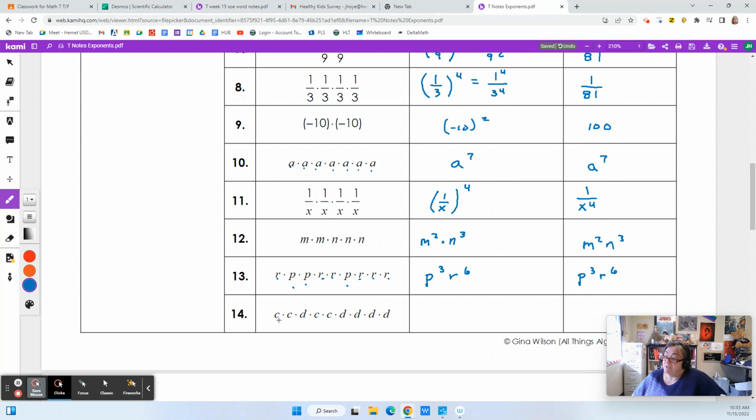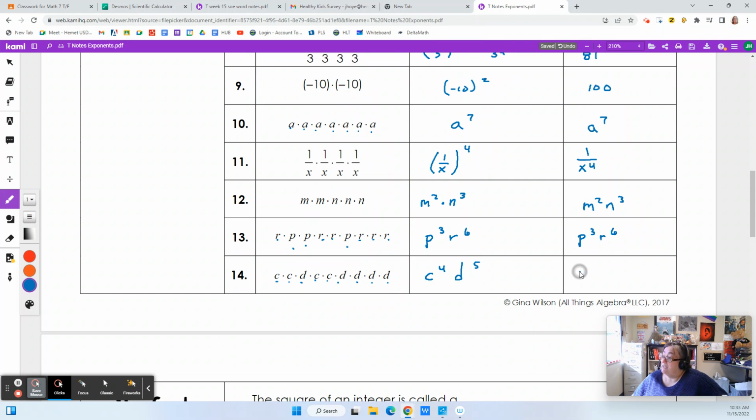Right? And we can do the same with C and D. I've got 1, 2, 3, 4 C's, so that's C to the 4th power. And I've got 1, 2, 3, 4, 5 D's, so D to the 5th power. And that doesn't change when we go to write its value because, again, we don't know what the value of C is, and we don't know what the value of D is.